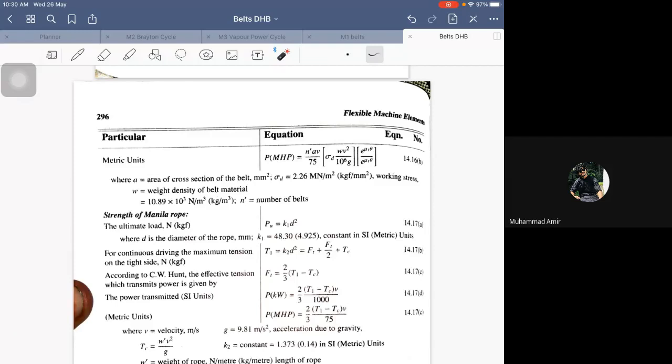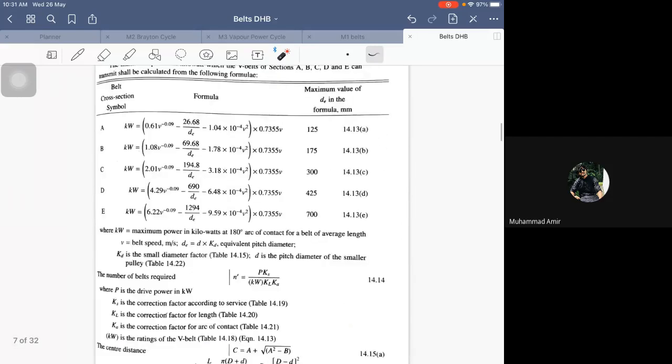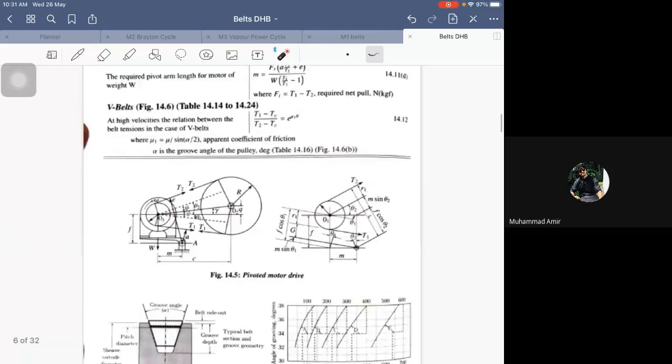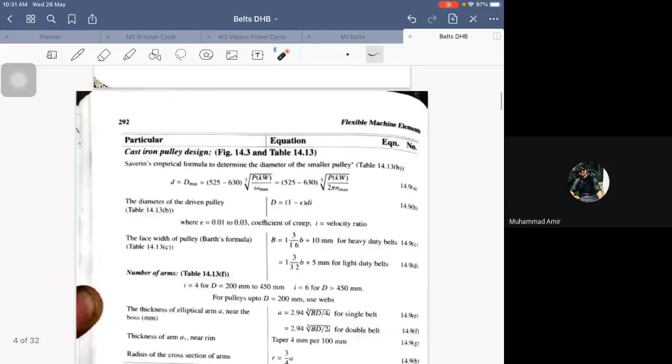There are no curved beams, no rope design, no chain design. Very much condensed. So you are very much lucky enough to have this particular syllabus with you. Up till here, you can have a look at all the formulas. Just get to know the notations first. What are the different notations?